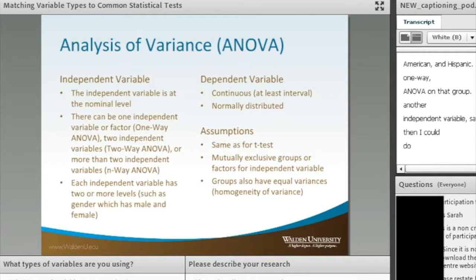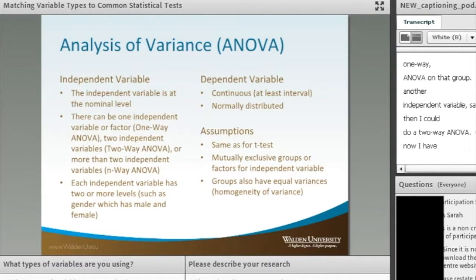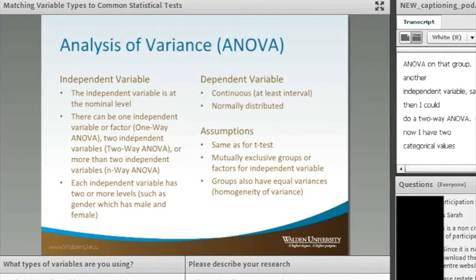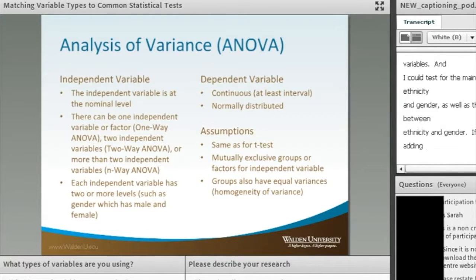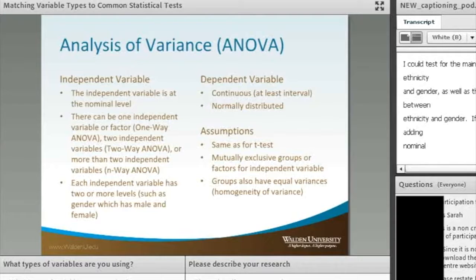Okay, so again, I have two categorical values as my independent variables, and I could test for the main effects of both ethnicity and gender, as well as the interaction between ethnicity and gender. And if I wanted to keep adding nominal values as independent variables, then I could use an n-way ANOVA; I just could keep going.